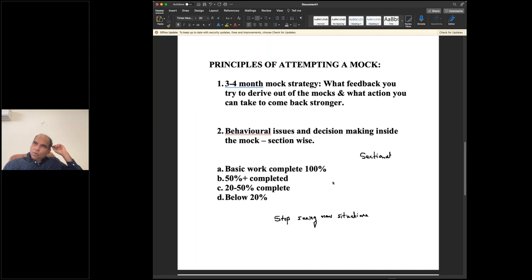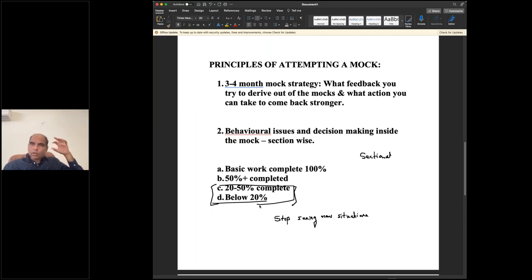So those of you who are in this zone and want to complete portion, let's say you want to complete portion in quants, don't delay your sectional tests of verbal or DILR. You do a lot of sectional tests on verbal and DILR so that your practice and your testing go hand in hand in those sections.